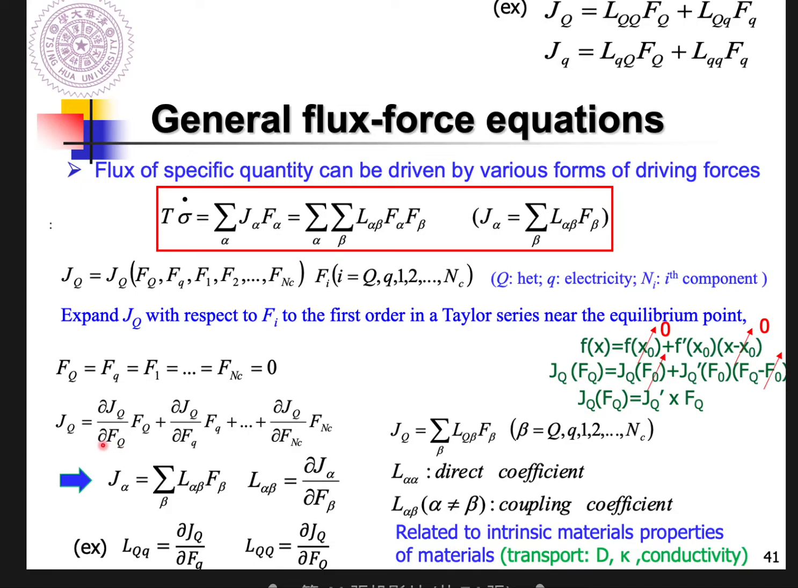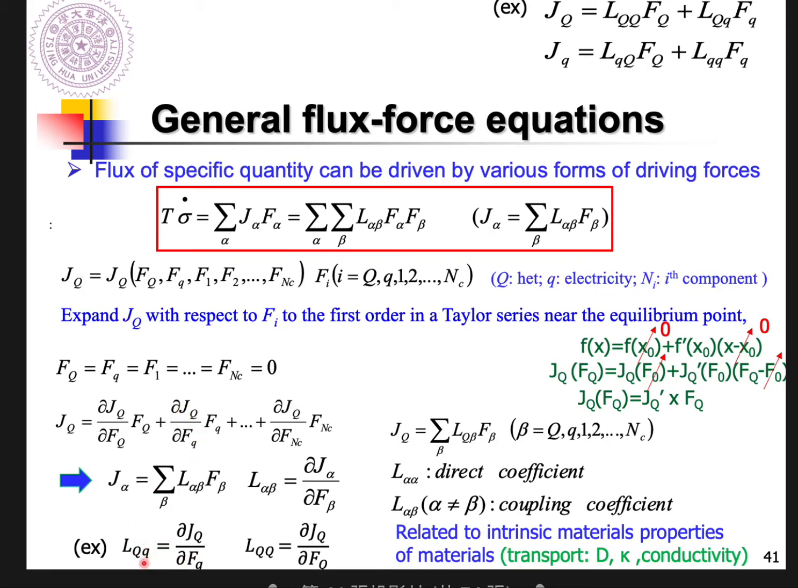It states that when you apply a unit of F_Q, how much the heat flux of the system changes. So it's a partial J_Q. So when you apply a unit driving force F capital Q, how the heat flux changes, we call it L capital Q, or this is a direct coefficient. And what does this stand for? This is actually L capital Q, small q.